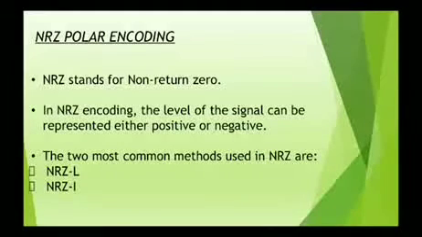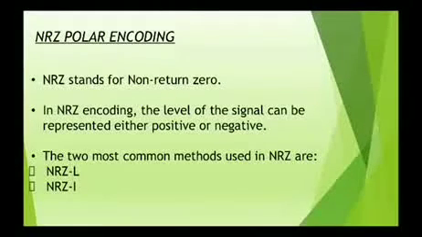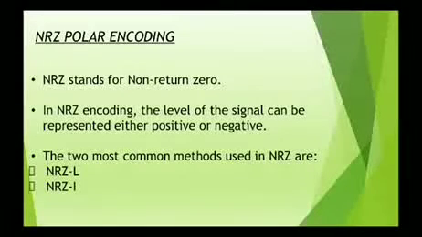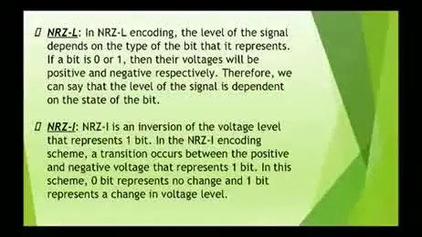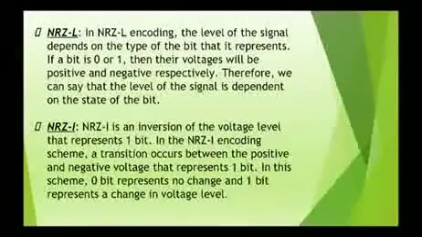NRZ polar encoding. NRZ stands for non-return to zero. In NRZ encoding, you can see the signals can be represented either as positive or negative, so it never returns to zero. As the name indicates, it's a non-return to zero polar encoding scheme. The most common methods in NRZ are NRZ-L and NRZ-I. So let's see what NRZ-L and NRZ-I are.